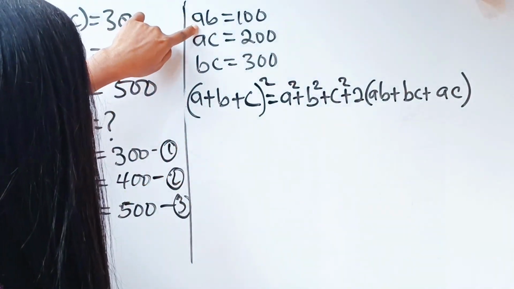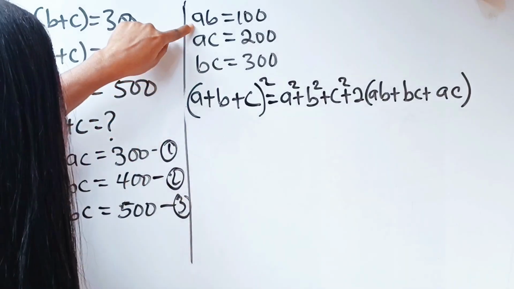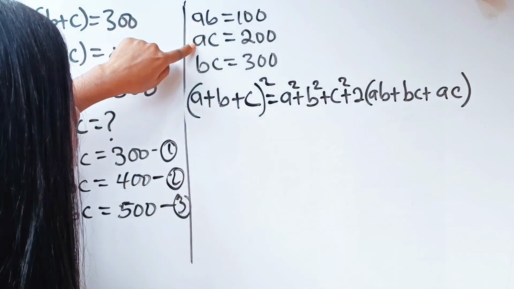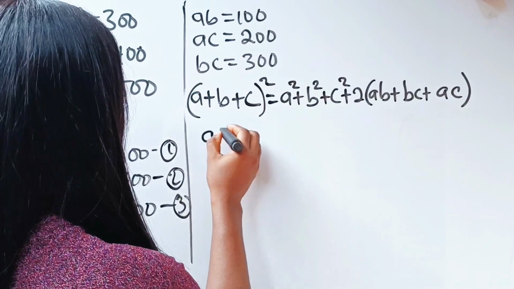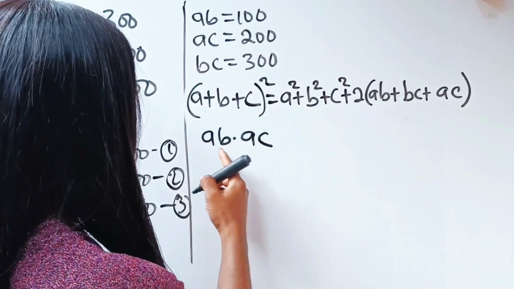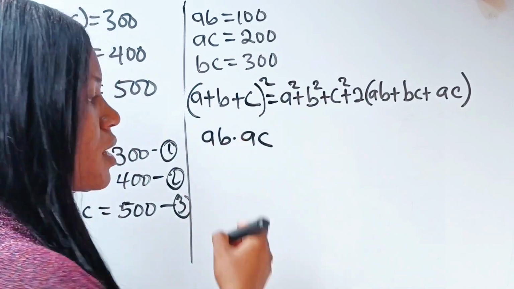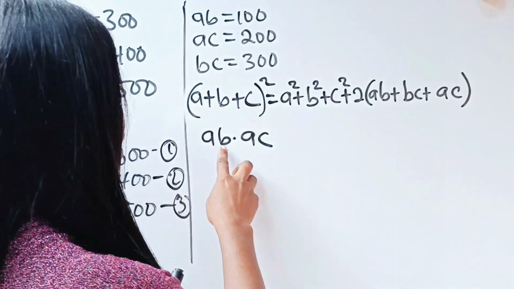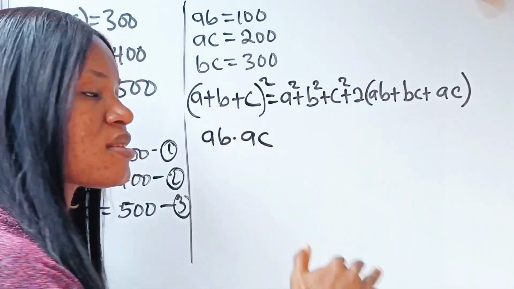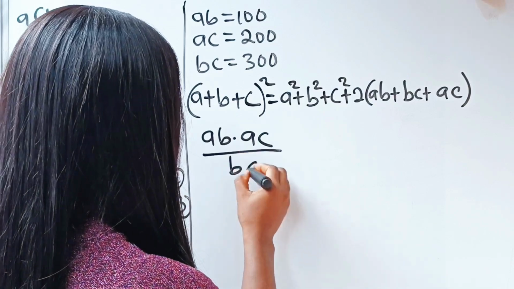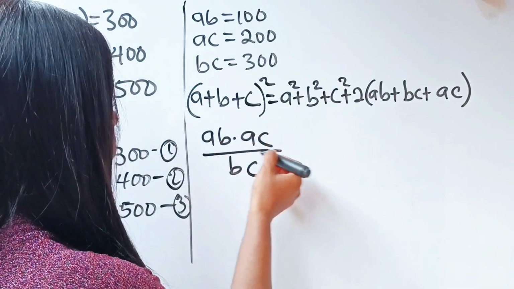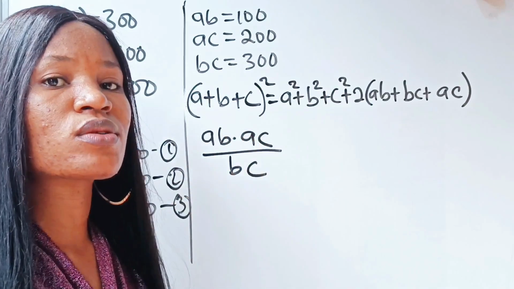When you look at this, we have AB and AC, right? That means that if I multiply AB and AC, I will get A squared, because A times A will give me A squared. But I have a problem, which is B and C. So I need something that will remove B and C, and the only way to get that is to divide by BC. That is, B will cancel B and C will cancel C, and I have AC.